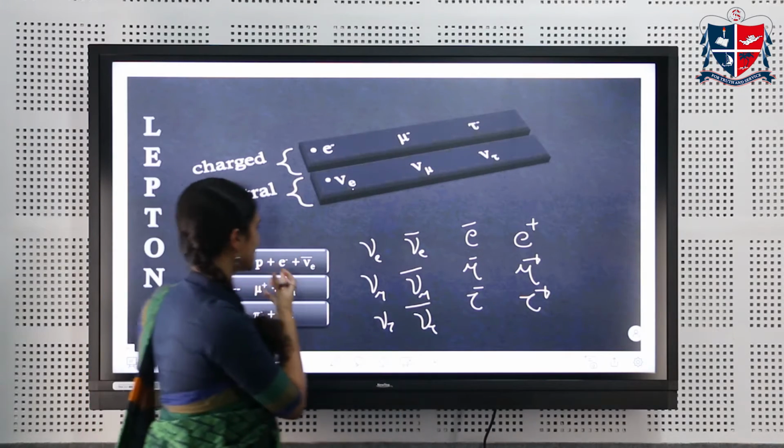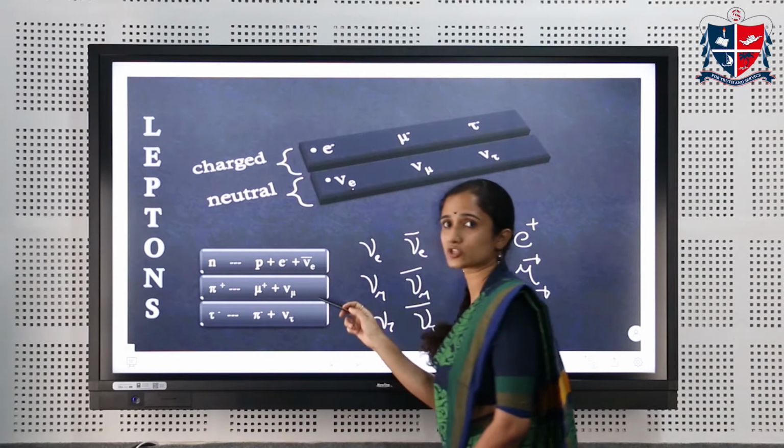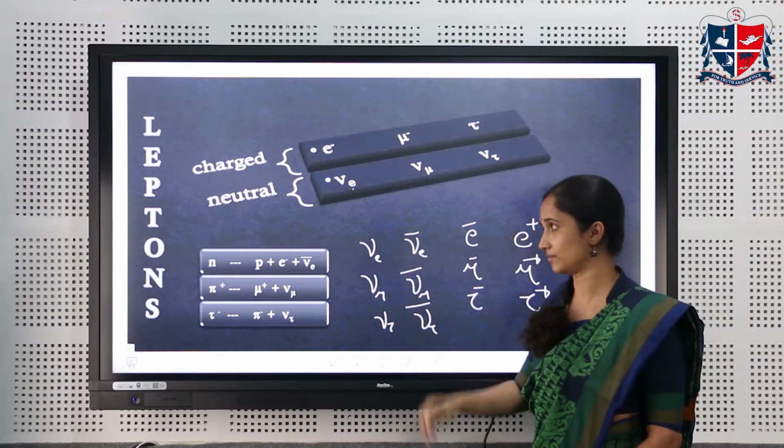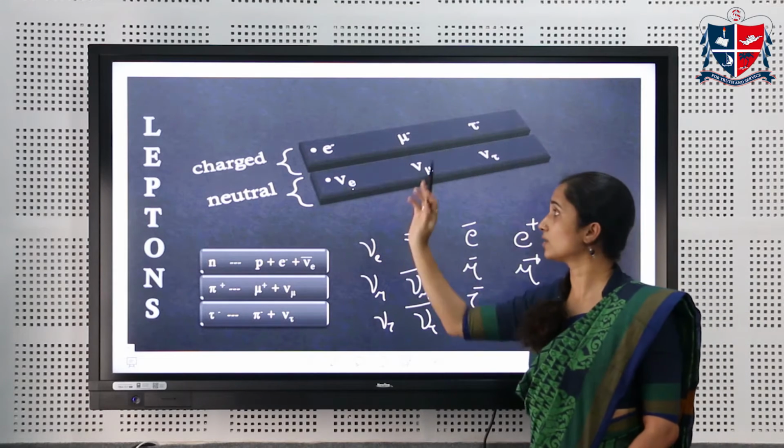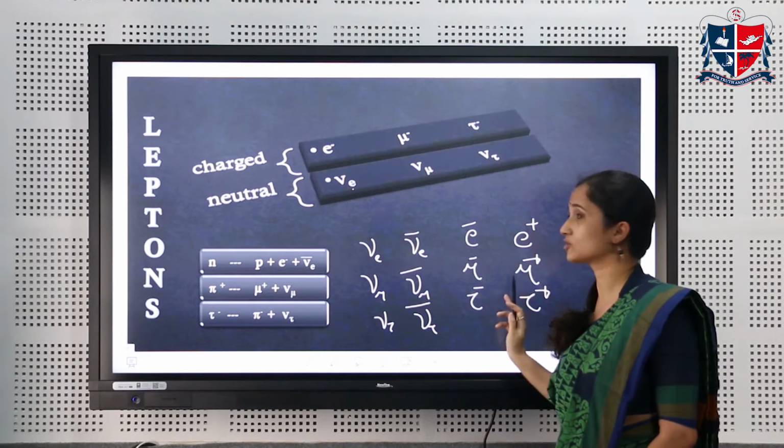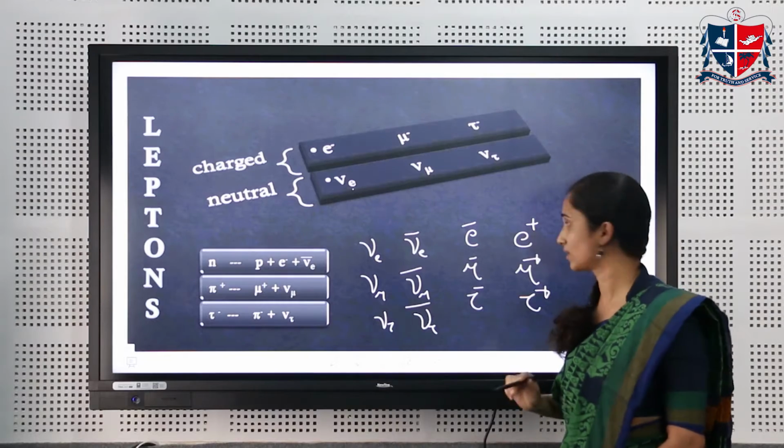So these are some examples of weak interactions in which a lepton participates. So now we have seen all the leptons. We are having 6 particles and their corresponding antiparticles.